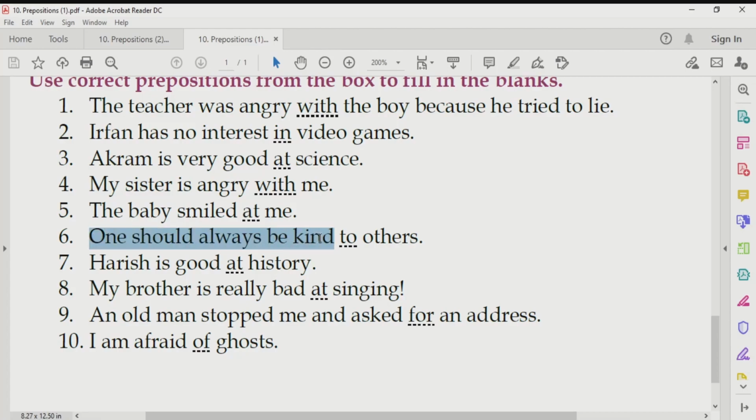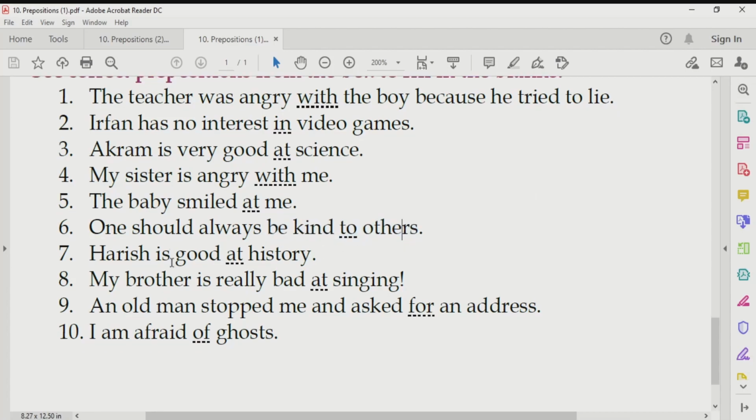Next one. One should always be kind to others. Very easy to understand. Whenever you are doing something for others, you have to use the preposition to. You must have also learnt many times in moral science videos or value education books. They will always say be kind to others. Be good to others.